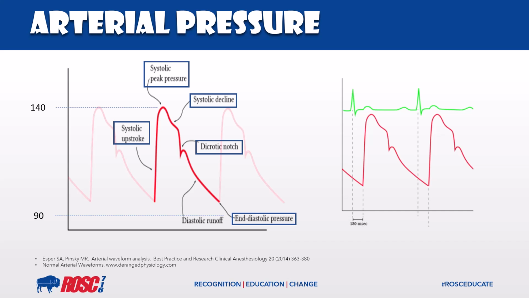Lastly, let's take a look at systemic arterial pressure. I take the extra time to point out arterial waveform analysis because this is another example where I just see folks looking at the monitor's numbers. There's so much more information to be gained from here.